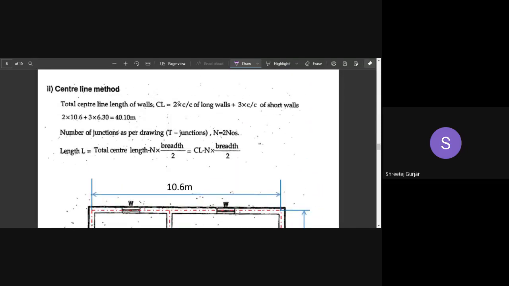So write down under the centerline method, the second type, total centerline length. Total centerline length is equal to 2 into 10.6 plus 3 into 6.3, and that is equal to 40.1 meters. That is my total centerline length of my walls. I hope you have written it down.